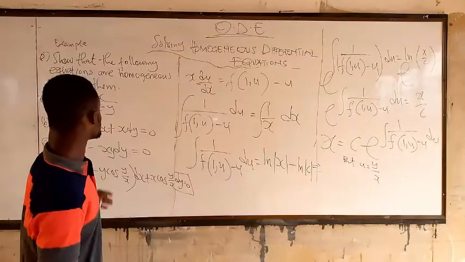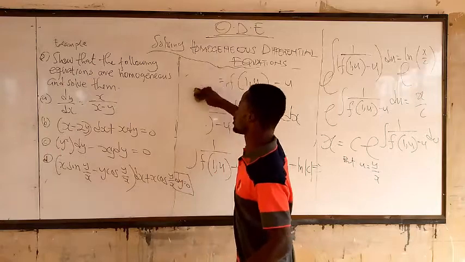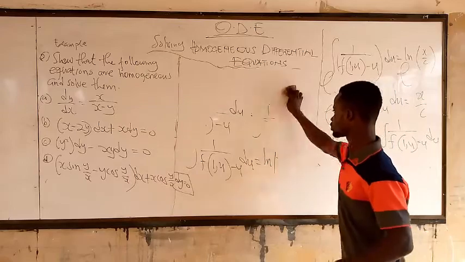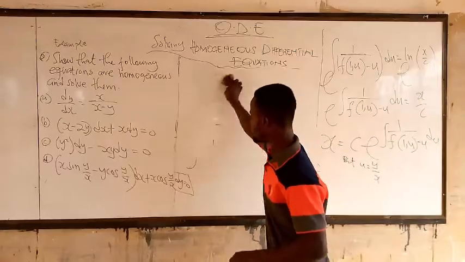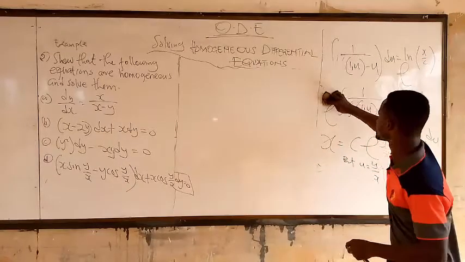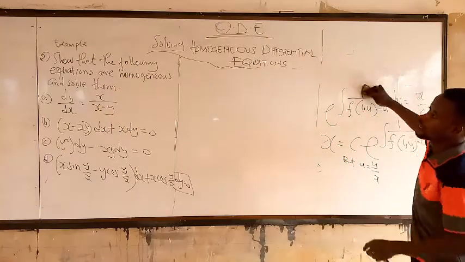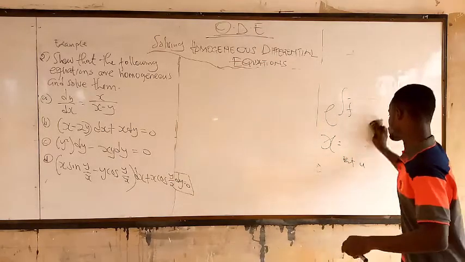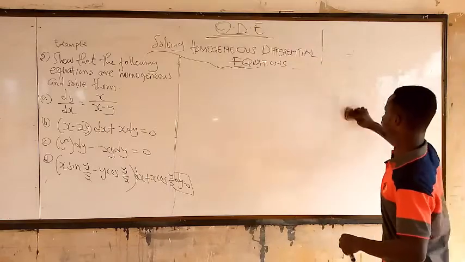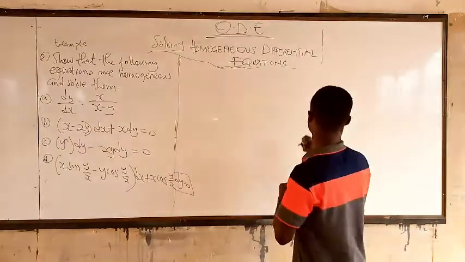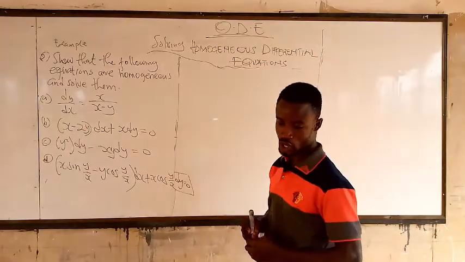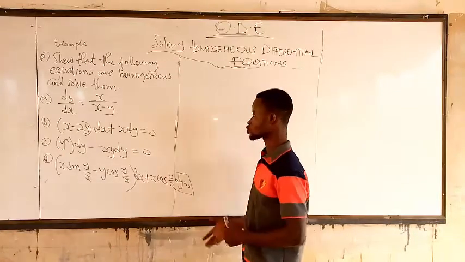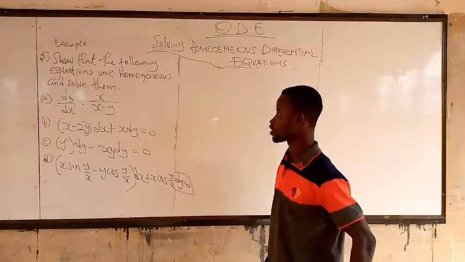Let's see how we are going to solve these questions here. Show that the following equations are homogeneous and solve them. So let's look at how we are going to deal with it. The approach we go by in the general form is the same way that we used to solve this.